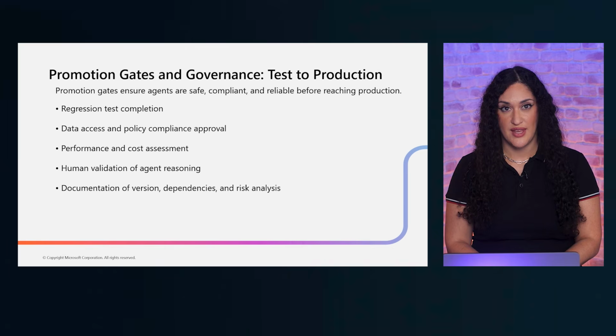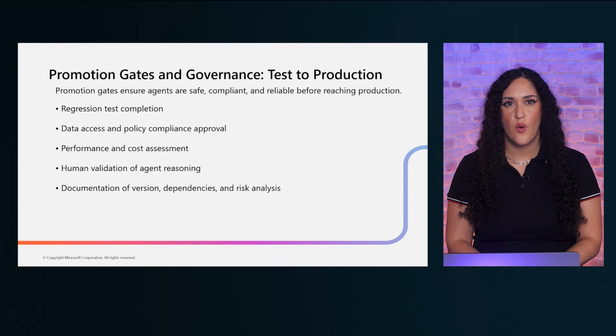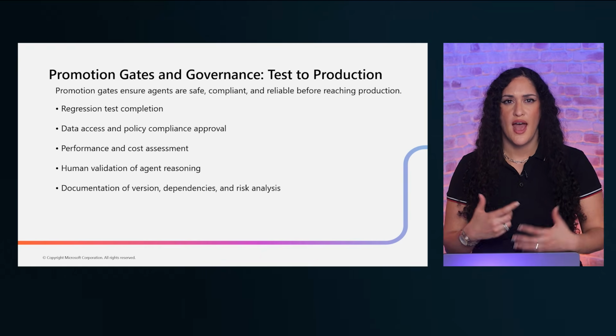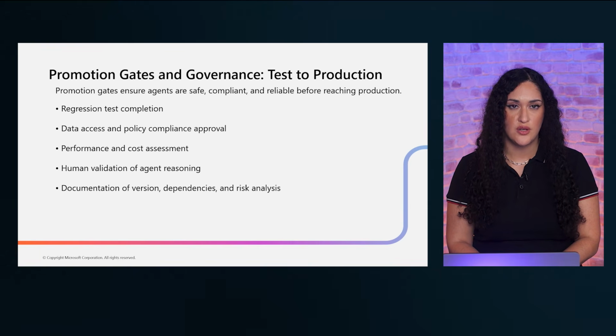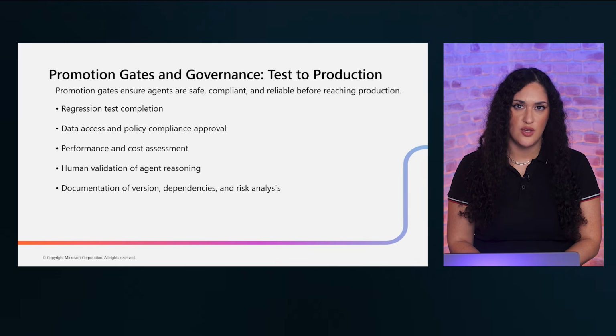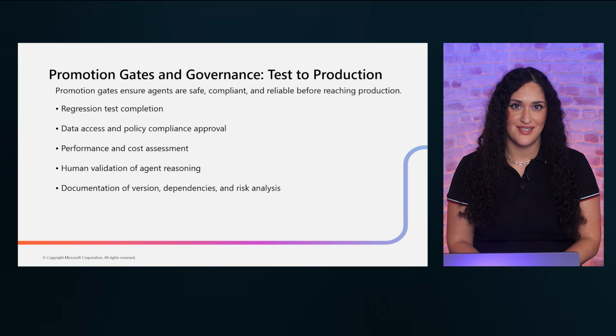The second promotion gate from test to production is your most rigorous checkpoint. It requires completion of regression tests, approval of data access and policy compliance, assessment of performance and cost, human validation of agent reasoning, and full documentation of version dependencies, and also risk analysis.